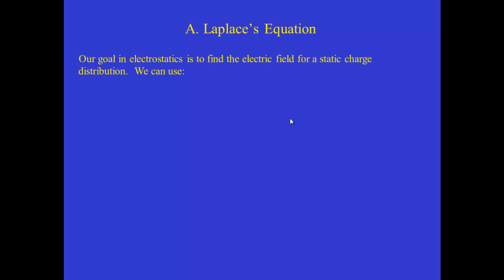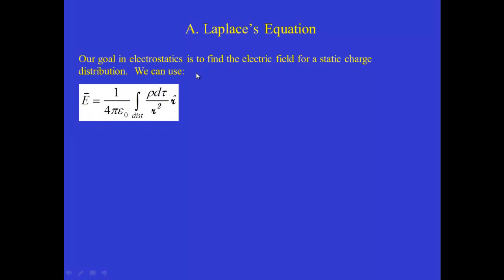Our goal in electrostatics, ultimately, is to find the electric field of a charge distribution. Because if we know the electric field, then if some other charge comes into the vicinity, we can calculate the force it experiences, and then use all the apparatus of kinematics to figure out the subsequent motion of that particle.